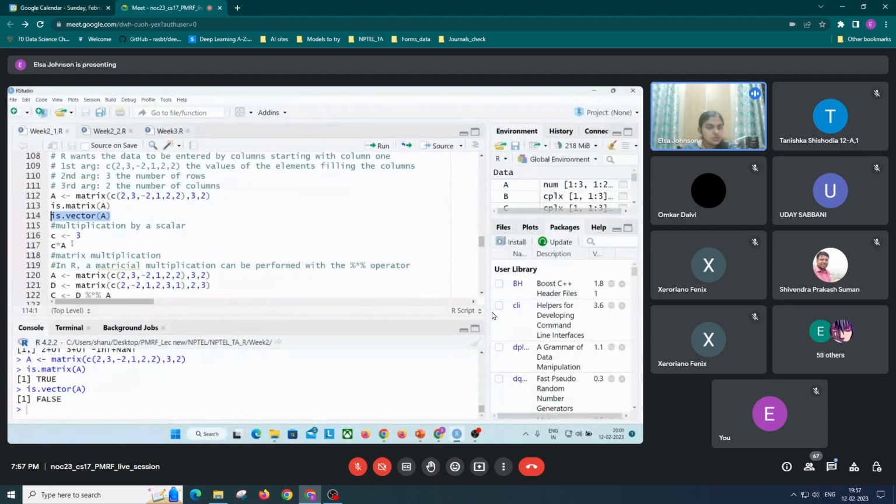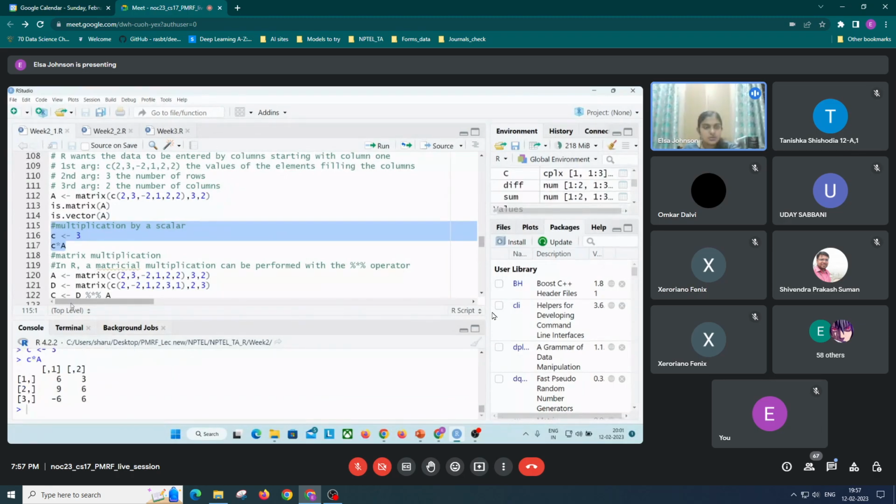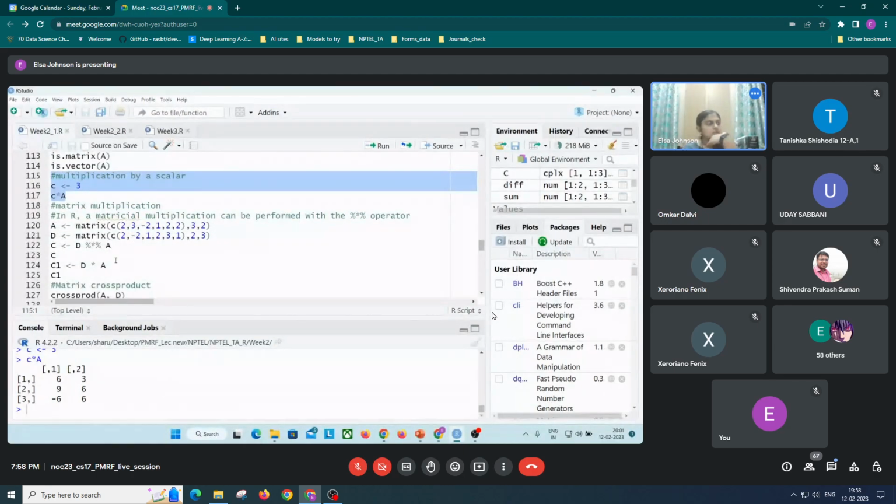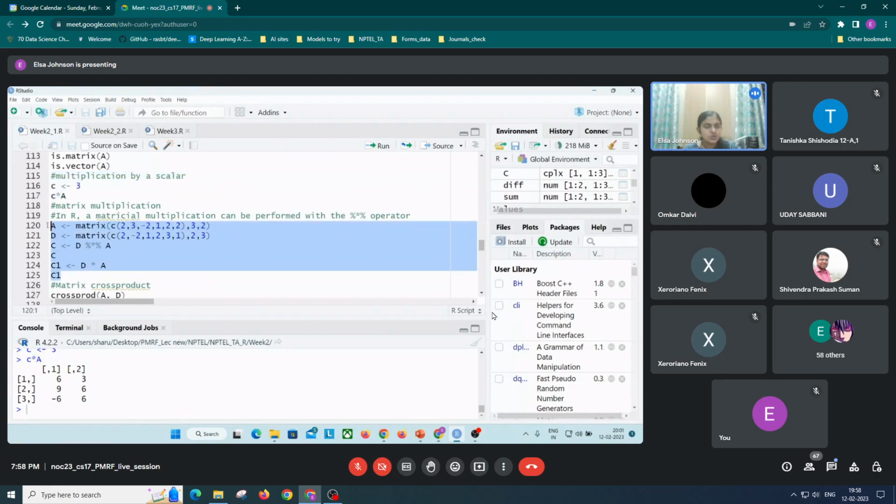I'll go through this rapidly. If you have to multiply by a scalar, you just put the scalar, and then 3 cross A will give you multiplication by a scalar. Then the next one, matrix multiplication. It's just repeated only. It will be necessary to assign the scalar in a variable, then multiply the matrix.